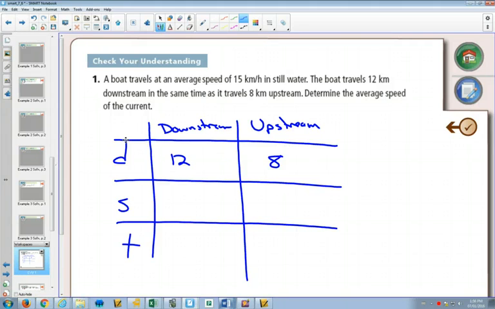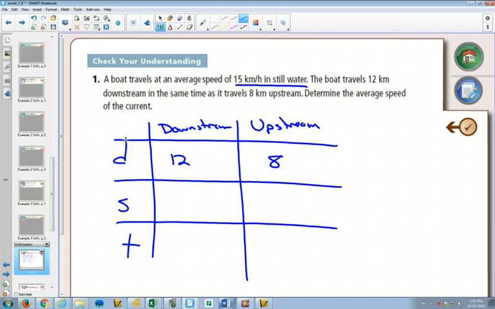Do we know the speed that it's going downstream? How much is it going as a speed? Well, we know how fast it goes in still water. It goes 15 kilometers per hour in still water, but we don't know how fast it's going downstream because we don't know how fast the current is. In fact, that's what we're trying to find. We're trying to find the average speed of the current.